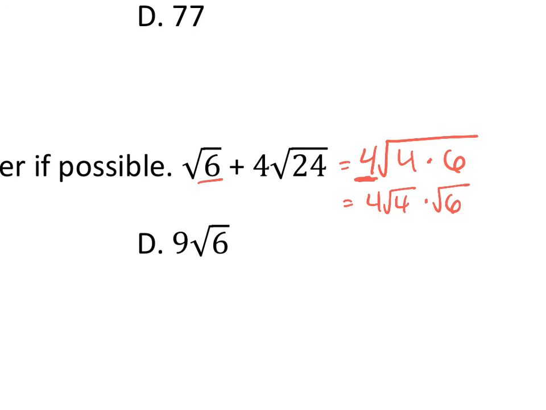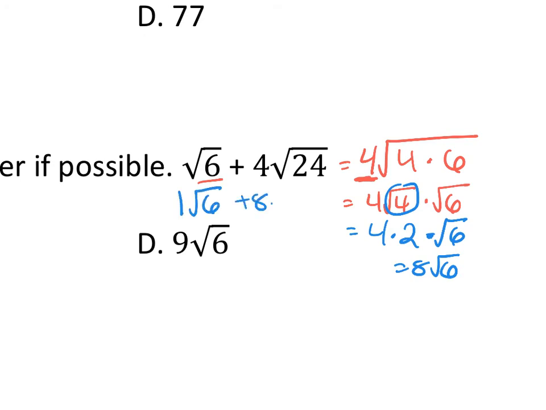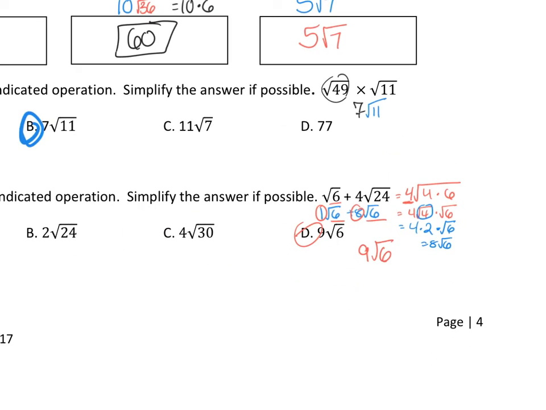The square root of 4 is equal to 2, so we'll have 4 times 2 times the square root of 6, which is going to be 8 square root of 6. So we'll have 1 square root of 6 plus 8 square root of 6. We can add the numbers out in front, which gives us 9. And the square root stays the same. So it'll give us D as our final answer.